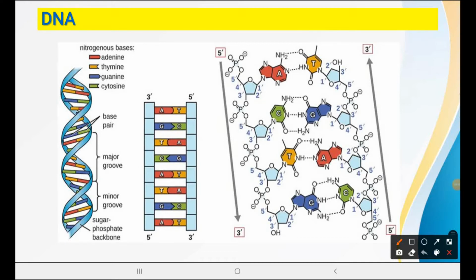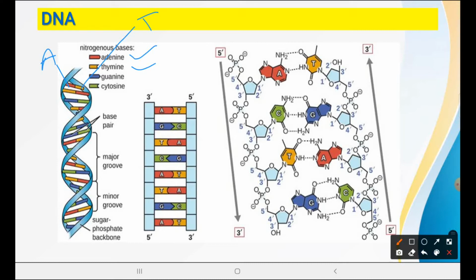As I have already told you, the two strands are complementary to each other. As you can see here, the red is adenine and yellow is thymine. So adenine is a purine, whereas thymine is a pyrimidine. As far as the rule is concerned, purine should be attached to pyrimidine or pyrimidine should be attached to purine. Here you can see red, it is adenine, and here it is yellow, it is thymine. This picture clearly shows that these are complementary to each other.